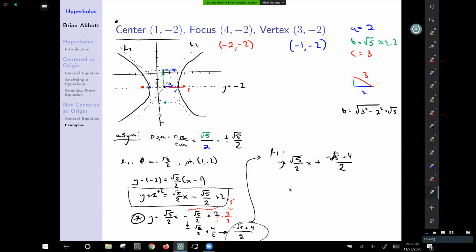The equation for L2 is going to be similar. I'll leave it as an exercise for you to do.